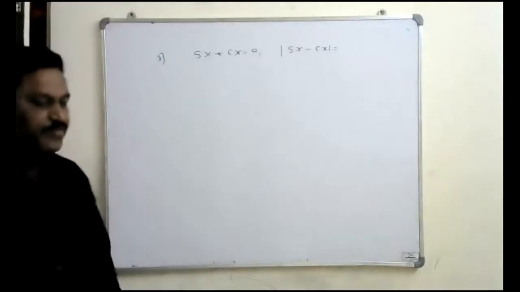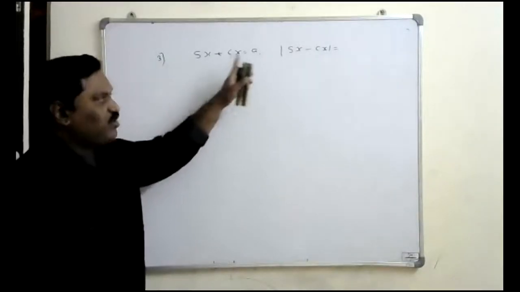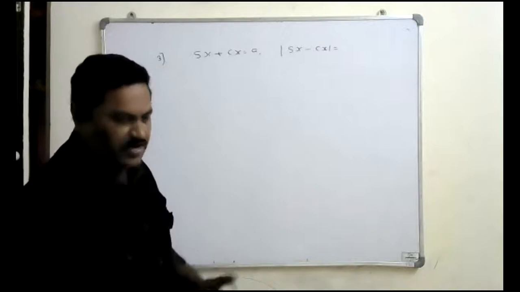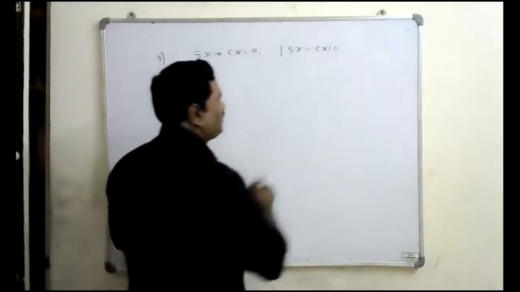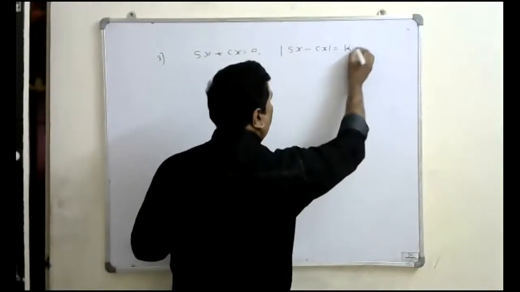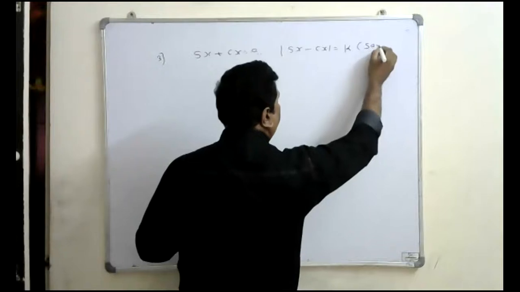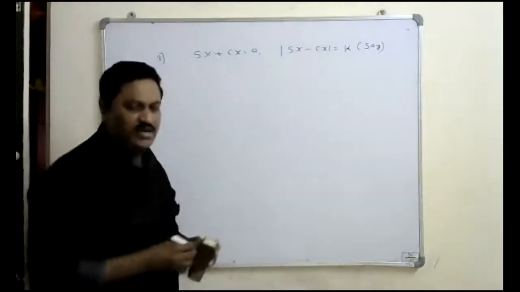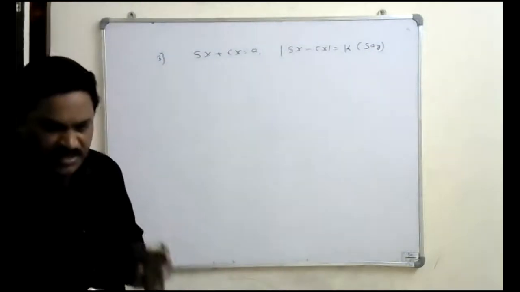Now look at this. So sin x plus cos x value is given as a. I want to find the value of mod sin x minus cos x. I don't know what is the value of this. Take that is equal to say k. Then I want to find what is the value of the k.